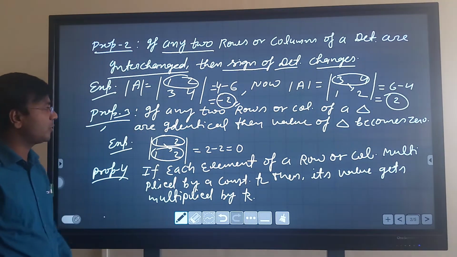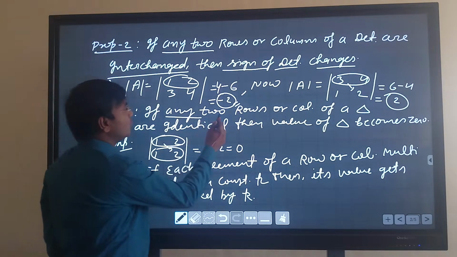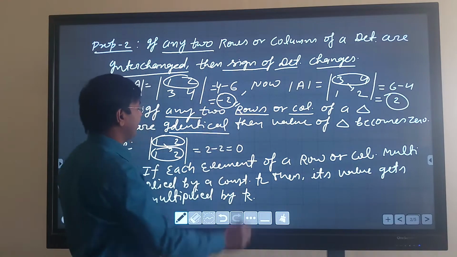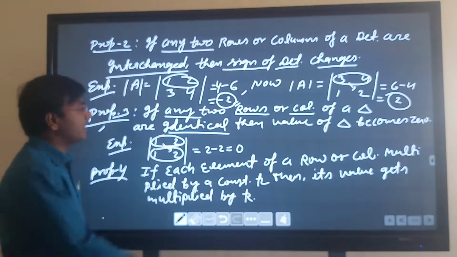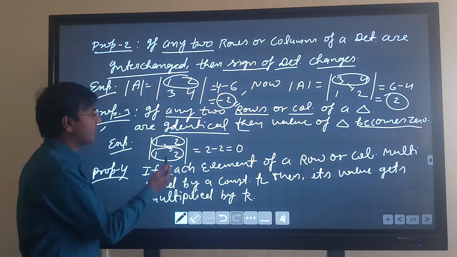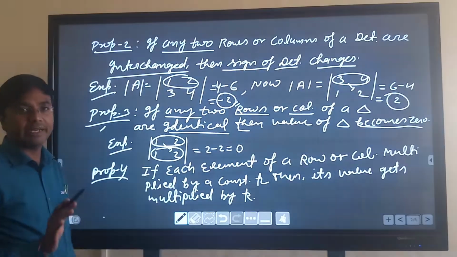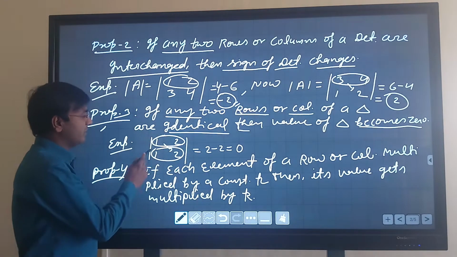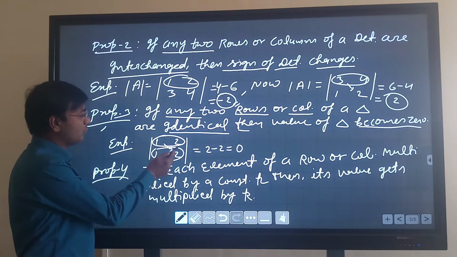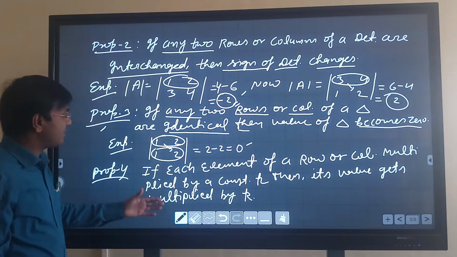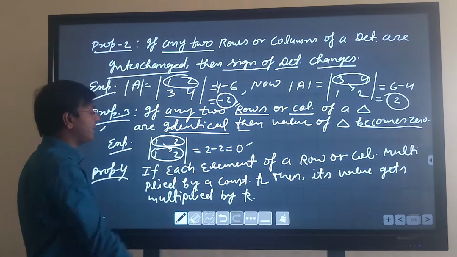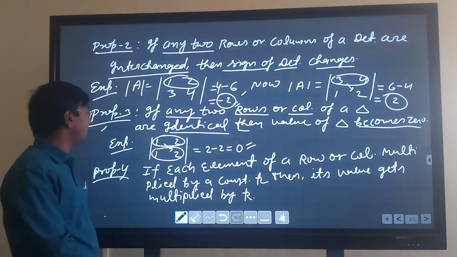Now next, property number 3. If any two rows or columns of a determinant are identical, meaning the same, then the value of the determinant becomes 0. So if any two rows or any two columns have the same elements, the value becomes 0. 1 2 1 2, same row is taken, so let us simplify: 2 minus 2 equals 0. So we say row 1 and row 2 are identical. Whenever two rows or two columns are identical, the value becomes 0. This is property number 3.